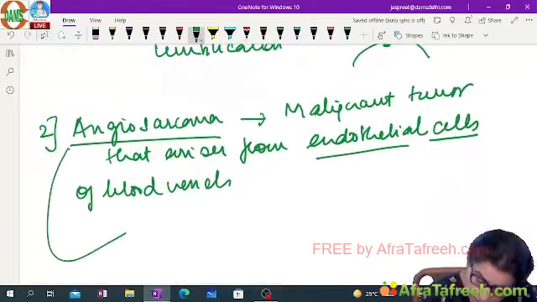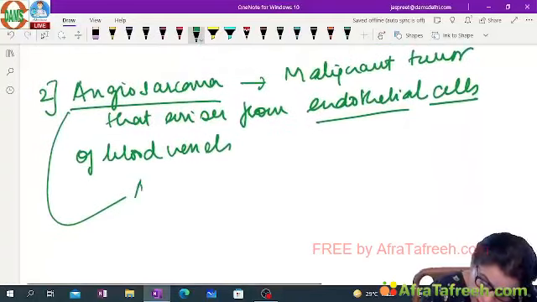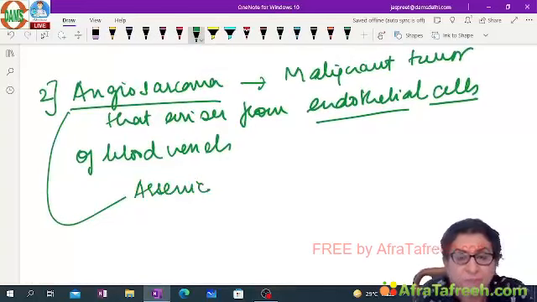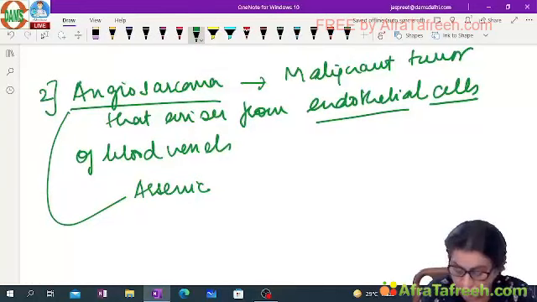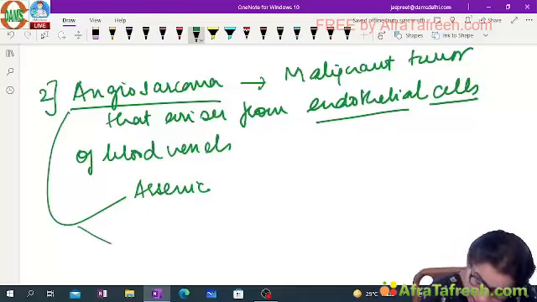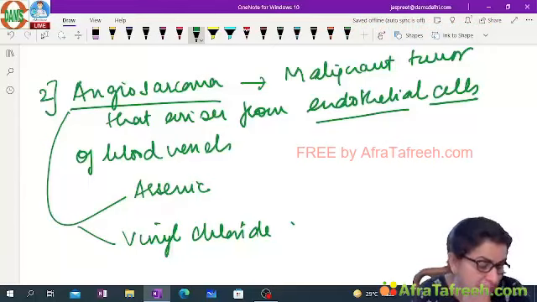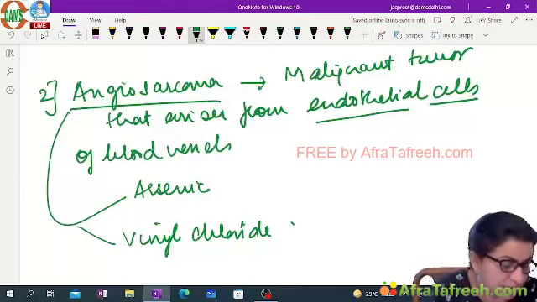Very important. Angiosarcoma is associated with, if you remember your neoplasia chapter, I had given you a list of carcinogens. So the two important carcinogens associated with angiosarcoma are arsenic and vinyl chloride. So it is associated with arsenic and vinyl chloride.